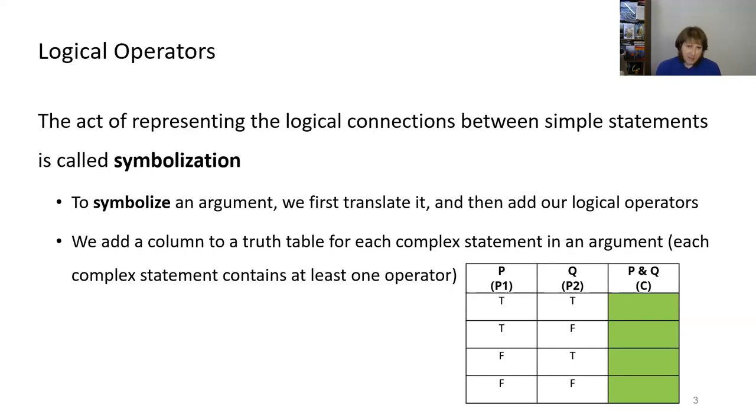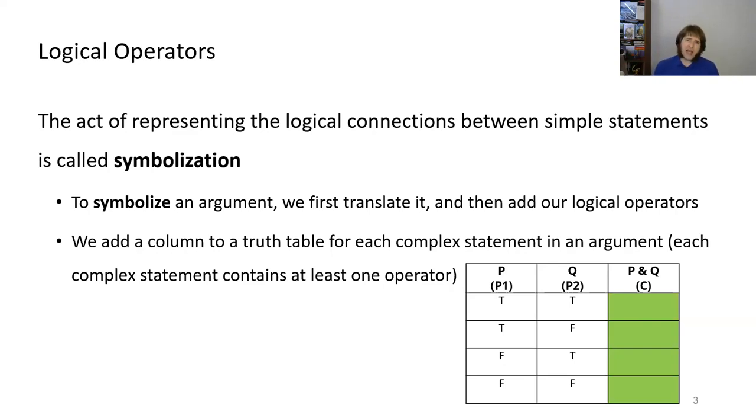Now, one thing to keep in mind, and we're only going to really come back to this in the next chapter, is that when we have a truth table, we need a different column for each simple statement. We also need a different column for each complex statement in the argument. We start with our simple statements on the left, and then we just add columns on the right for every complex statement we have in the argument.